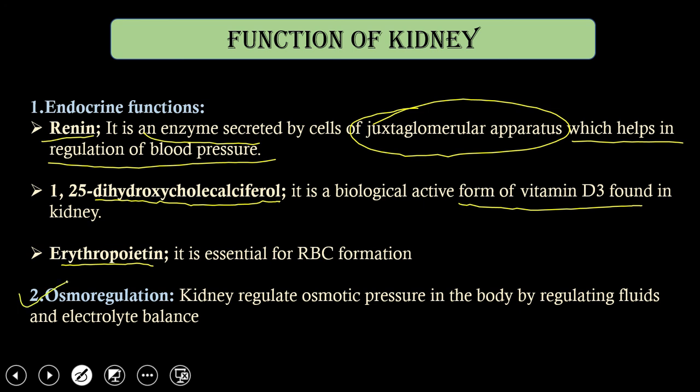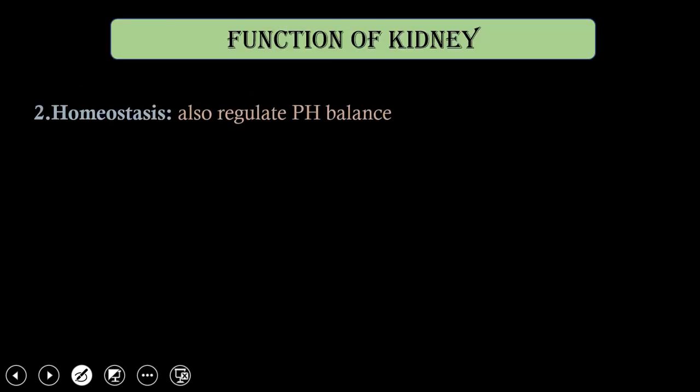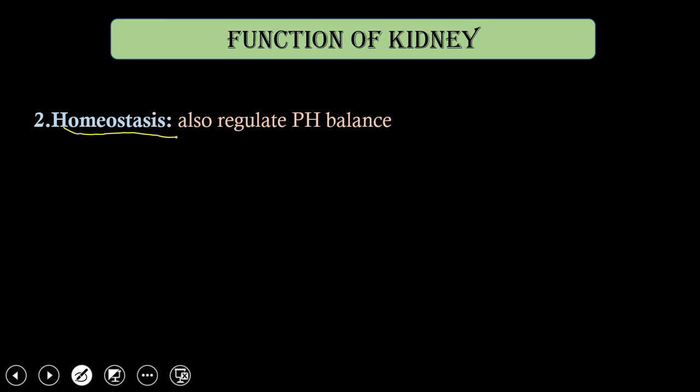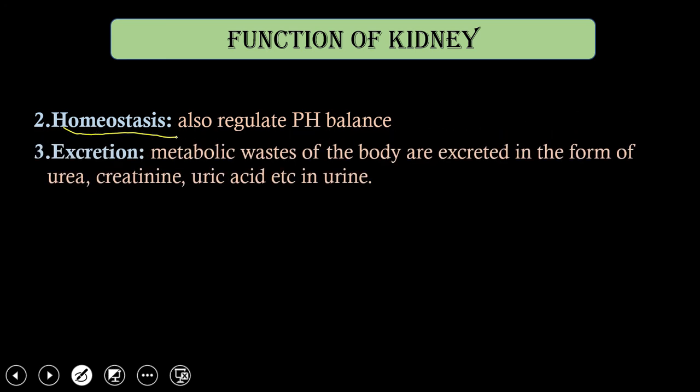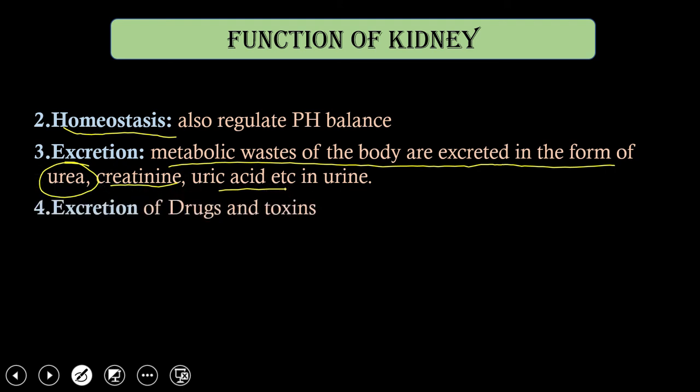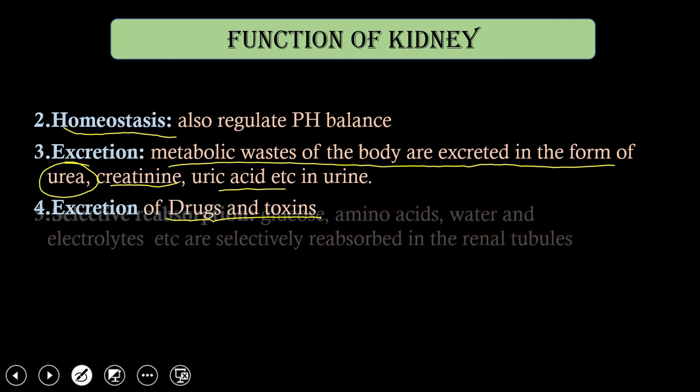Another most important function is osmoregulation. Besides the purification of blood, it also regulates the osmotic pressure by regulating the fluid as well as electrolyte balance. Homeostasis, it also regulates the pH balance, meaning the acid and base balance of our body fluids as well as blood. Excretion, the metabolic wastes of the body are excreted, the major amount being urea, creatinine, uric acid, etc., via urine. It also carries out the excretion of certain drugs as well as toxins.